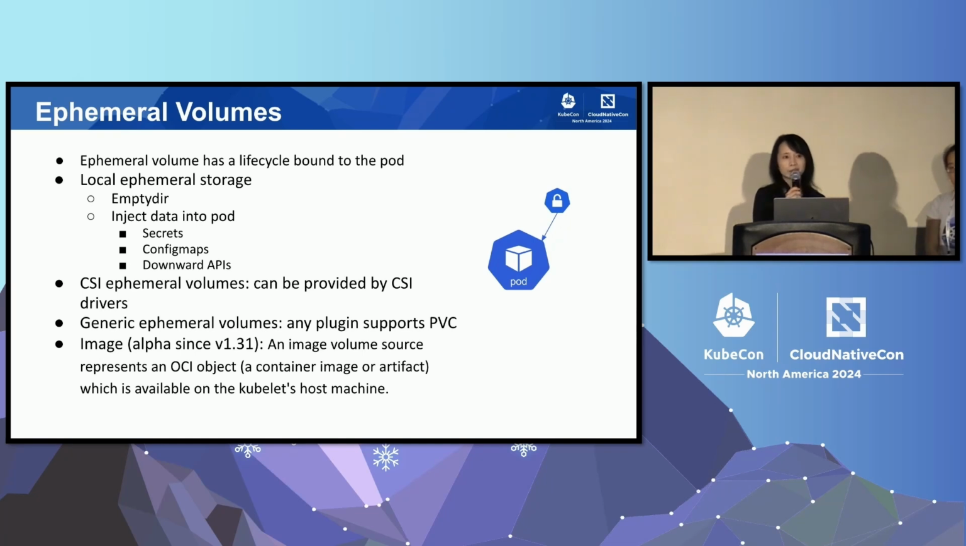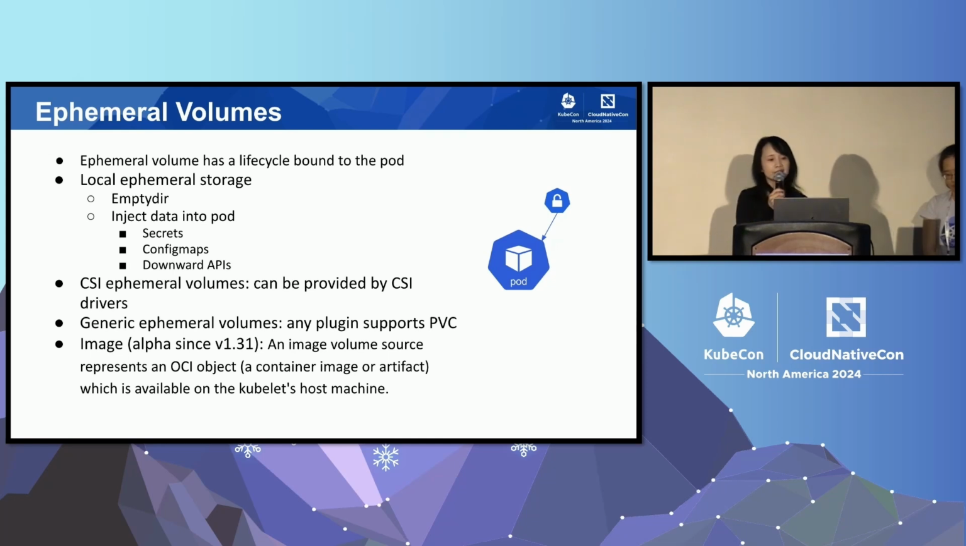We also support ephemeral volumes. An ephemeral volume becomes available when the pod becomes available and then goes away when the pod goes down. Local ephemeral storage, such as emptyDir, can be used as a scratch space for the pod. We also have secrets that can be used to store sensitive information. We have config maps that can be used to inject config data into the pods.